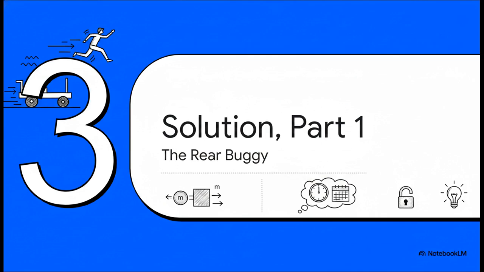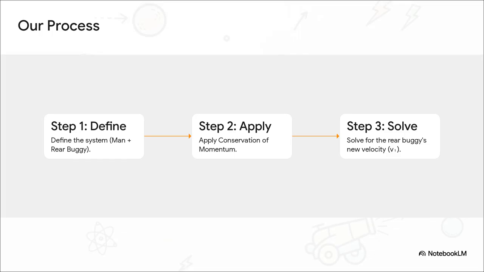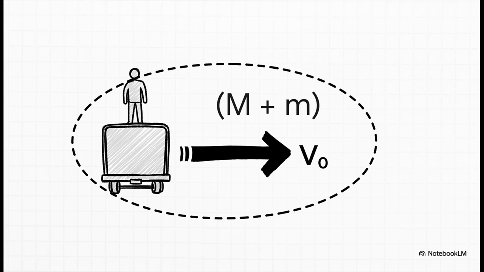Now the best way to handle this is to break it into two separate events. Part 1, the man jumping off the rear buggy. And we're going to follow a really simple three-step process. First, define the system. For this first jump, our system is just the man and that rear buggy. Step 2, apply our trusty law of conservation of momentum. And step 3, do a little algebra to solve for what we want, which is the rear buggy's new speed, v1.